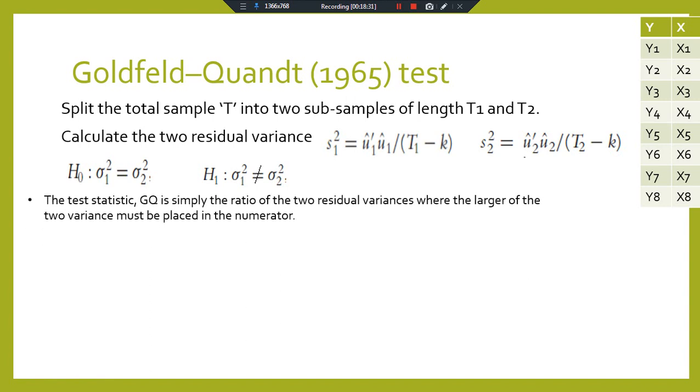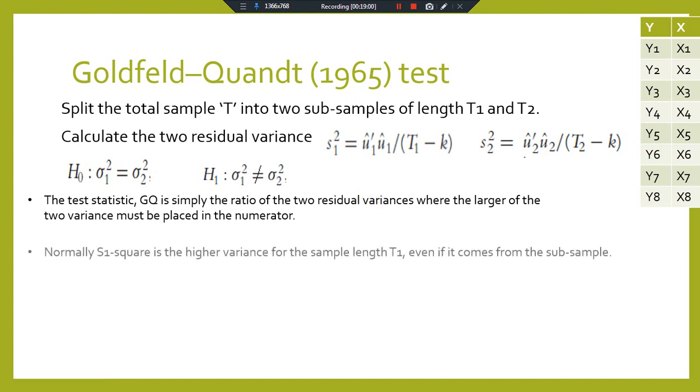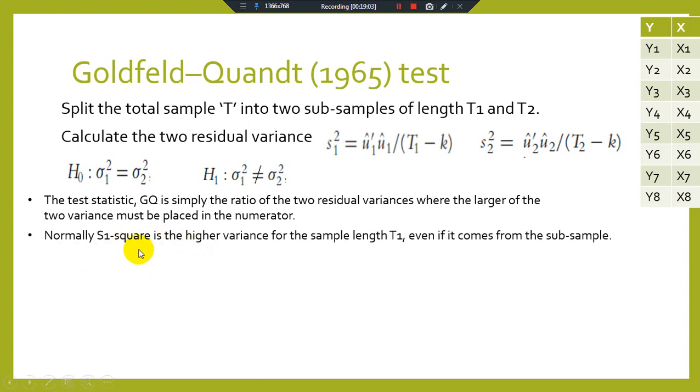Now we use the test statistic. GQ is simply the ratio of the two residual variances, where the larger of the two variances must be placed in the numerator. Keep it in mind: from these two, T1 and T2, whichever variance is larger goes in the numerator, and the smaller goes in the denominator. Normally s1 squared, the first variance, is the higher variance for the sample length T1, even if it comes from the subsample.